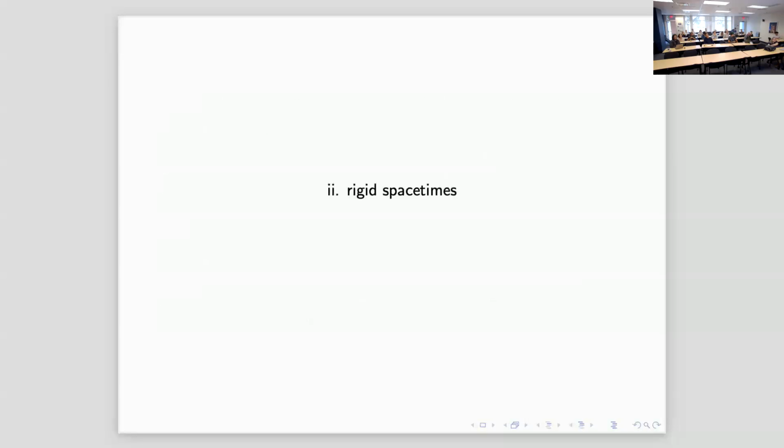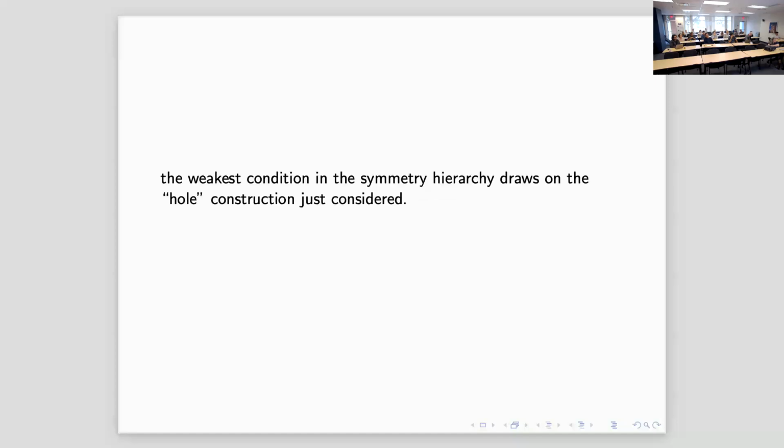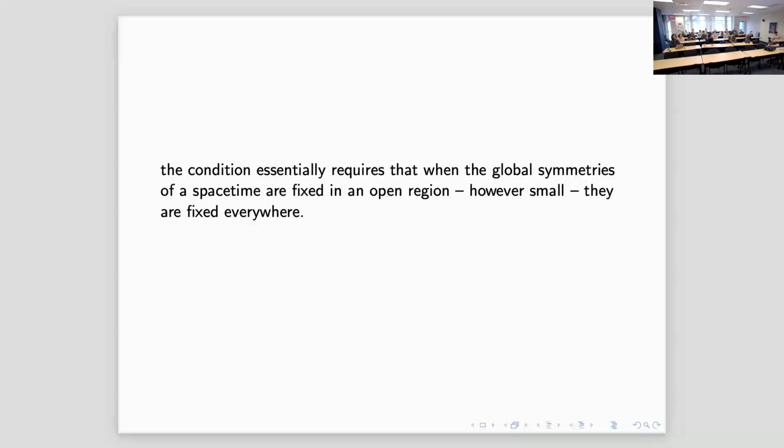All right. Hopefully it's clear. But now let's start talking about levels of symmetry. We'll start at the bottom and work our way up. So the weakest condition in the symmetry hierarchy draws on the hole construction just considered. The condition essentially requires that when the global symmetries of a spacetime are fixed in an open region, however small, well, they're fixed everywhere.